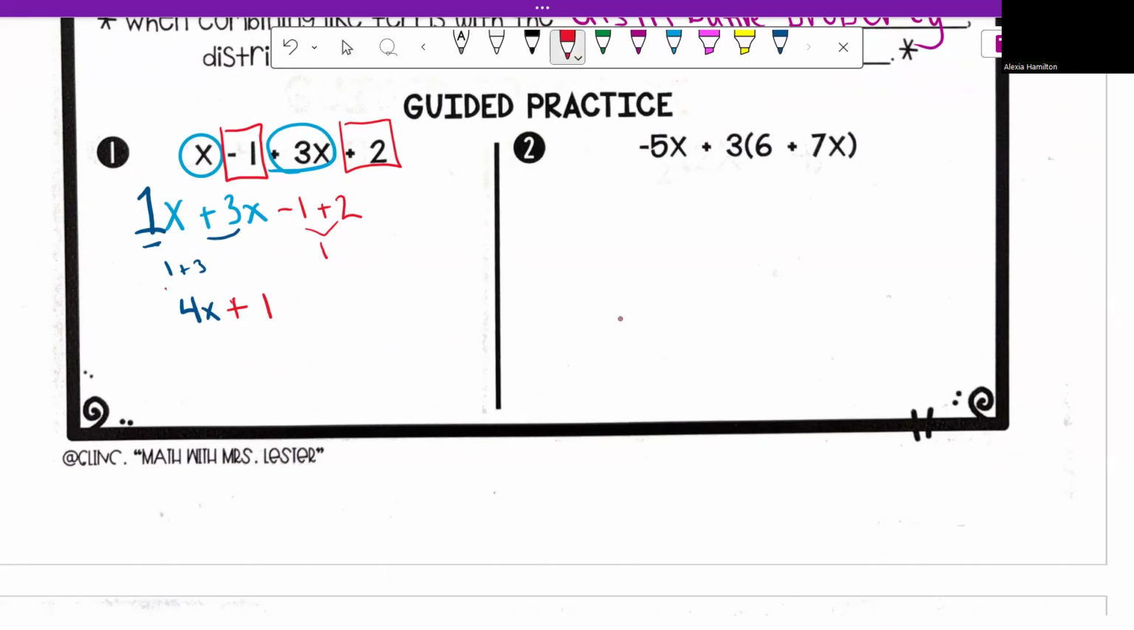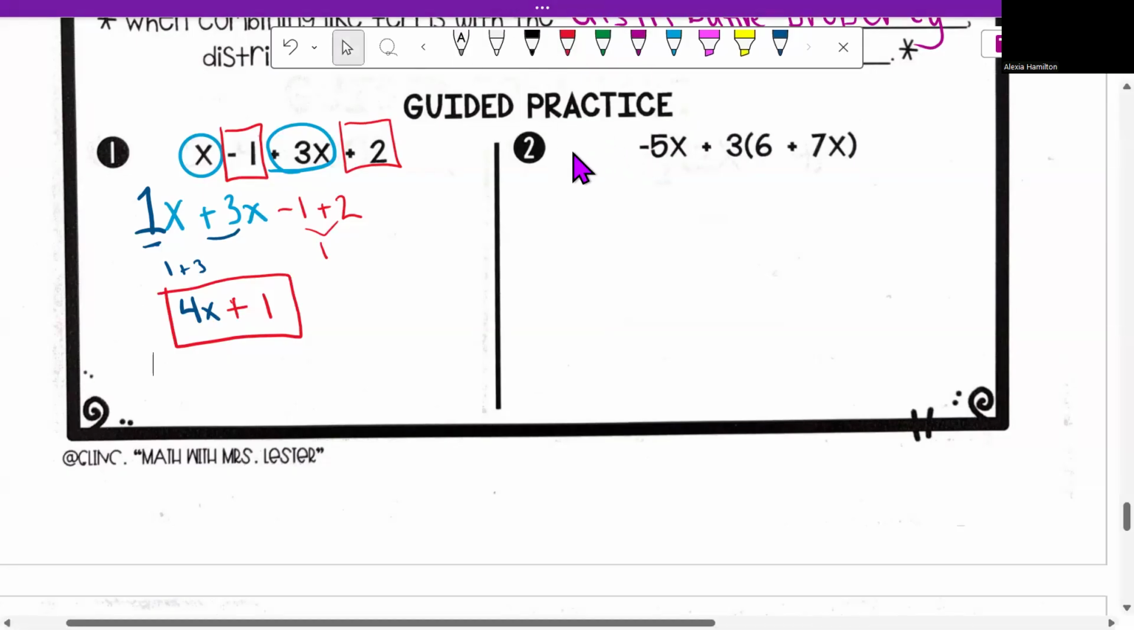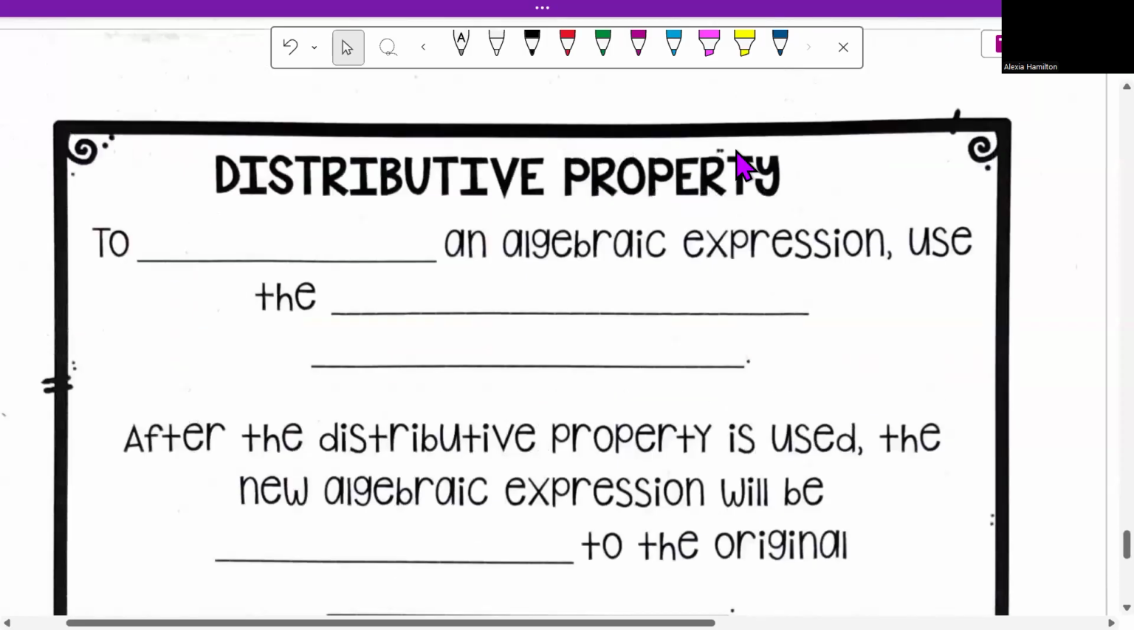And that is it. We can't do anything else with 4x plus 1 because 4x and 1 are not like terms. Yes, they're all numbers, but they're not the same type of numbers. Like 4x is an apple, 1 is an orange. They're both fruits, but they're not the same type of fruit. Okay, guided practice number 2. Oh, I don't know how to work with this second part, so I'm going to look at my distributive property and see what I can make sense of from that.